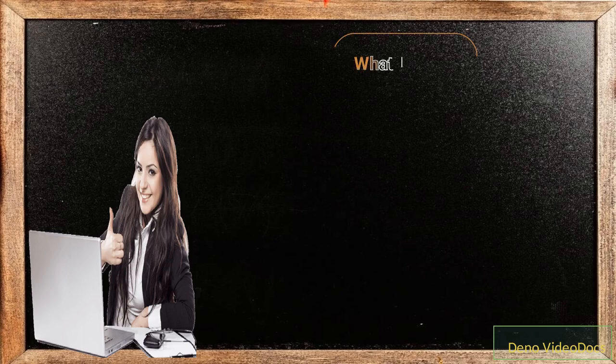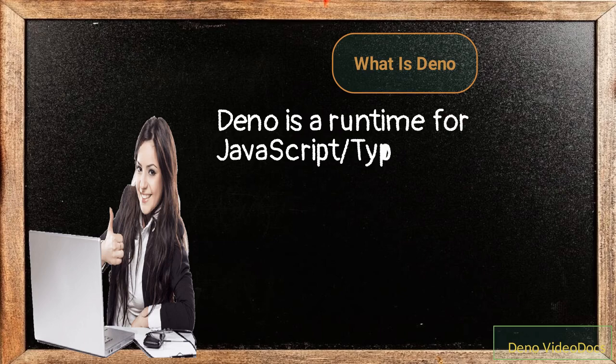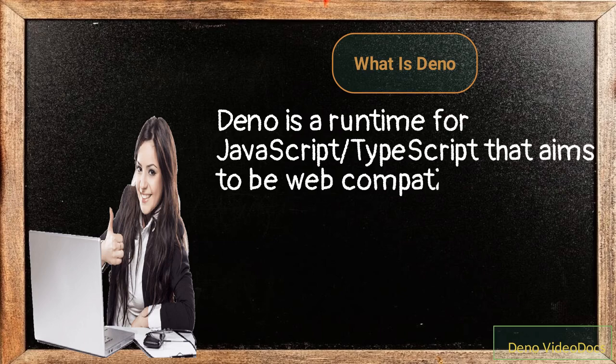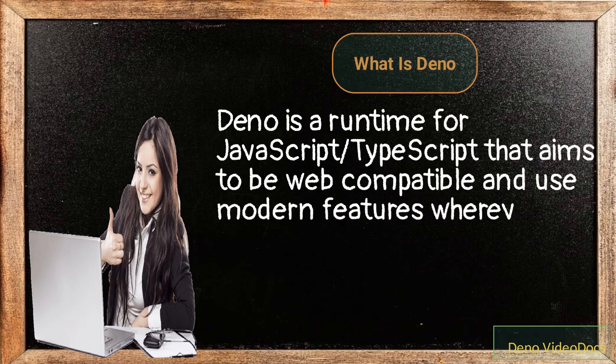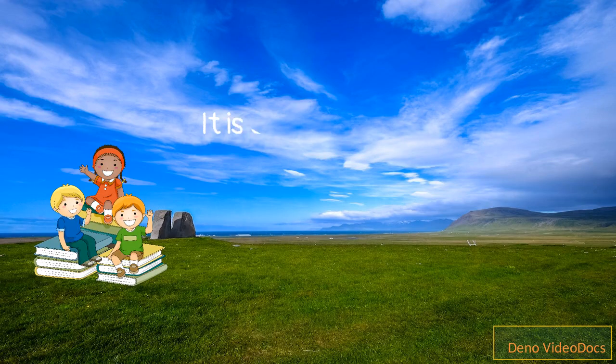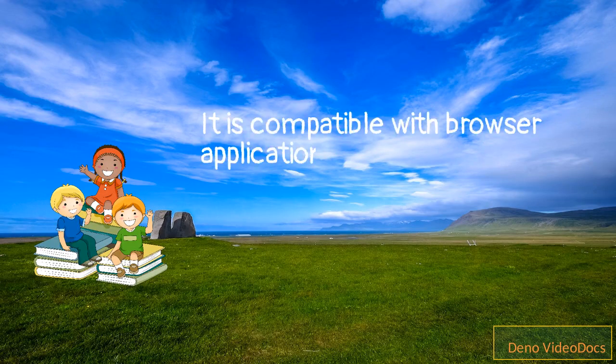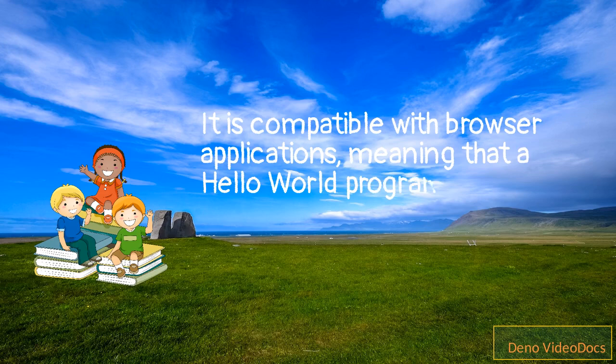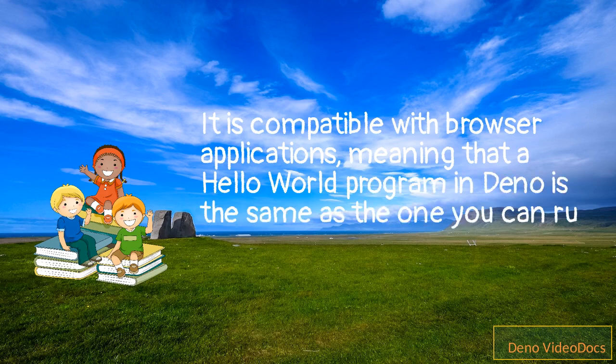What is Deno and what is its compatibility? Deno is a runtime for JavaScript/TypeScript that aims to be web compatible and use modern features wherever possible. It is compatible with browser applications, meaning that a Hello World program in Deno is the same as the one you can run in the browser.